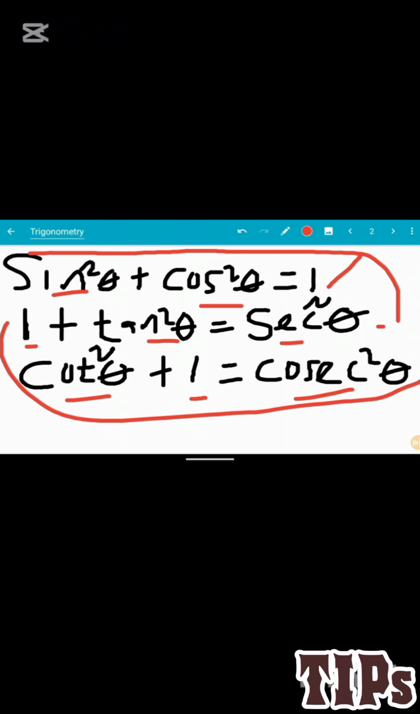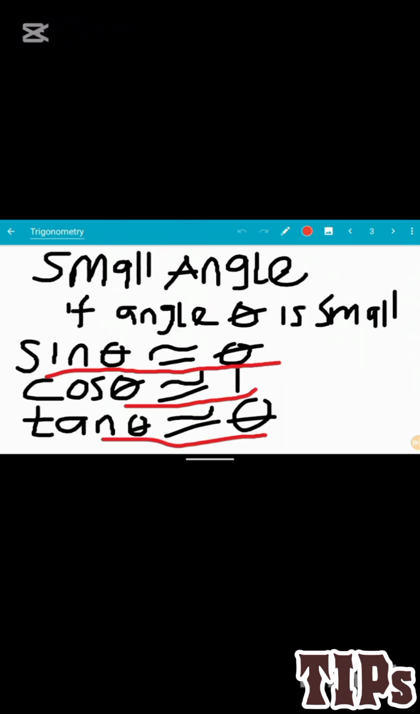So let's go on. The third aspect is small angle. What do I mean by a small angle? If the angle is small, that is, if your examiner or your instructor says the angle is small, what does this mean? It means that sine theta is approximately theta, the angle that they give you, cos theta is approximately equal to 1, and tan theta is approximately theta.